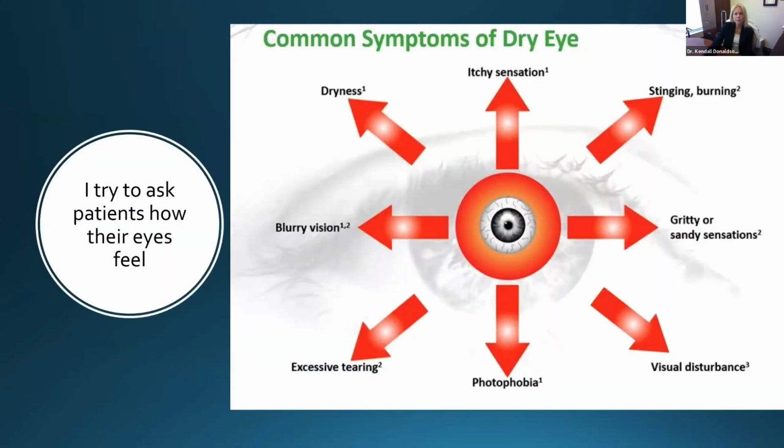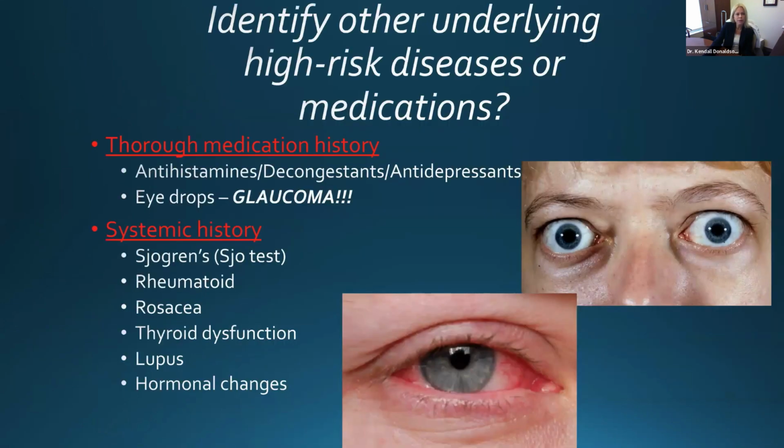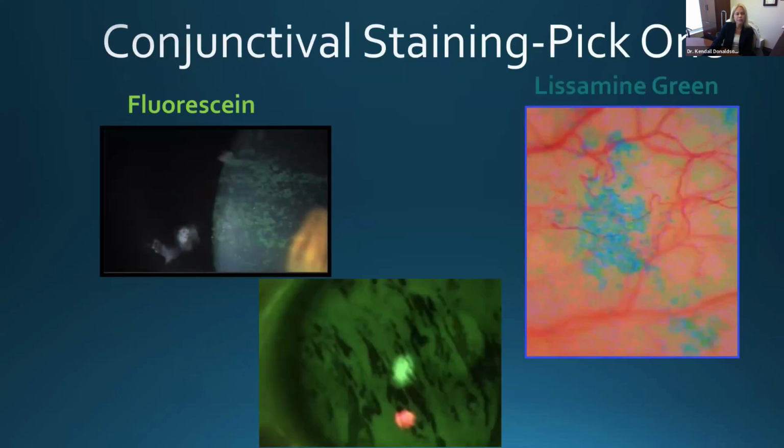There are lots of different symptoms that patients can manifest in many different ways with dry eye, which we see here. So we really have to ask. The OSDI and SPEED questionnaires are the most common, very quick questionnaires to assess ocular surface disease. We also have to take into account their medications and their other systemic conditions that can impact the ocular surface. And of course, our slit lamp examination with various forms of staining of the ocular surface can all be ways to help us look at the signs of ocular surface disease. Okay, so pick one and be consistent with it.